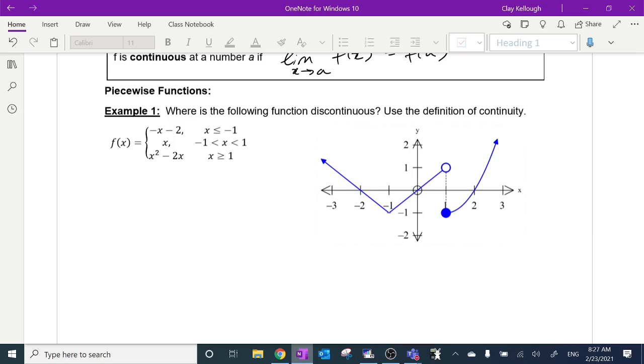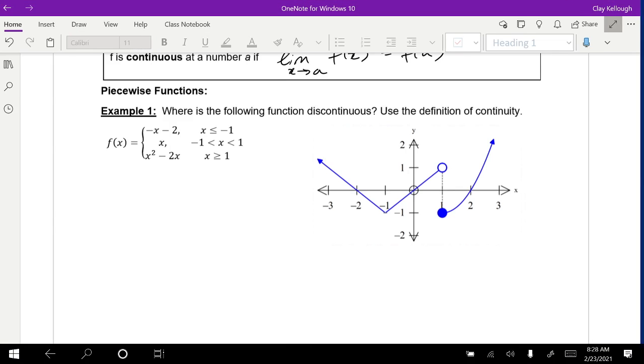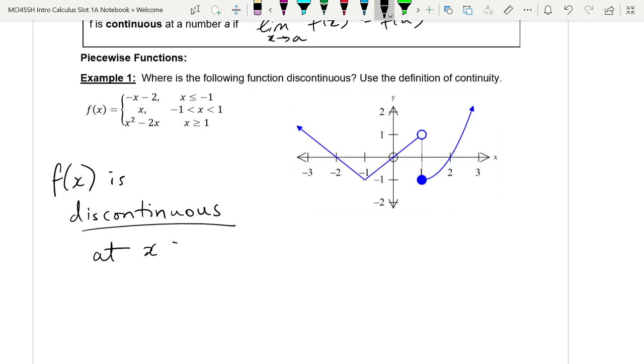Okay, so these three equations together make one function. But is it a continuous function? The answer is no, because if I was tracing it with my pen, I would have to lift my pen up when I get to x is 1. So I will write down in note form here, f of x is discontinuous at x equals 1.